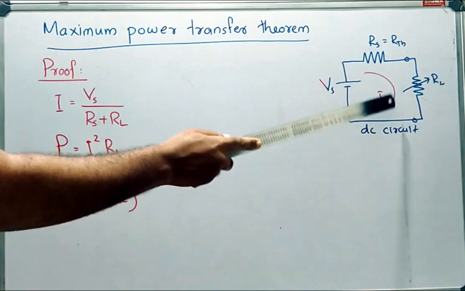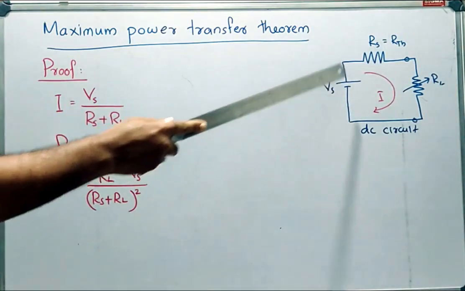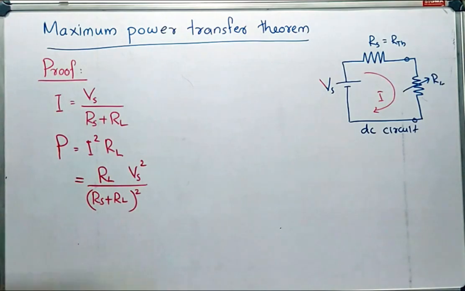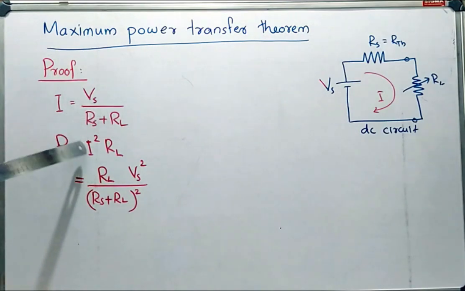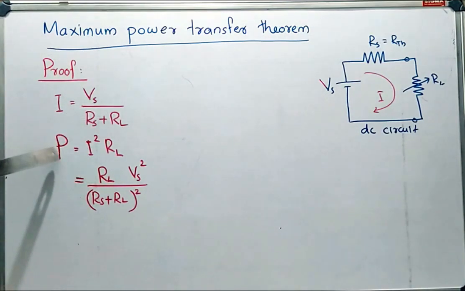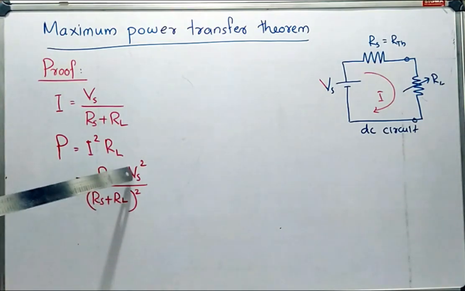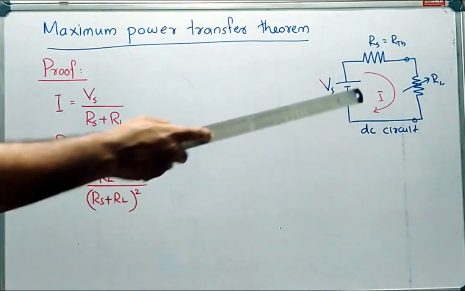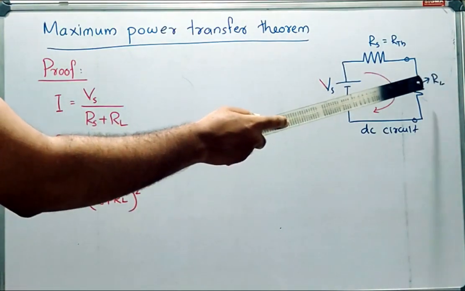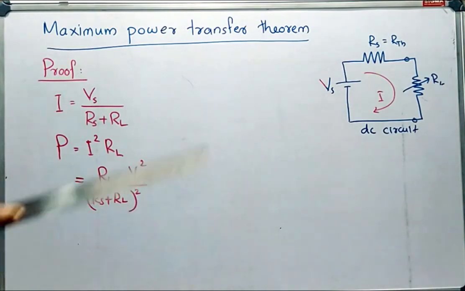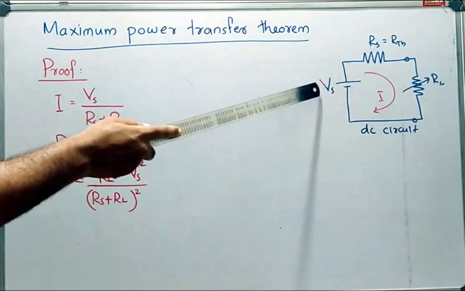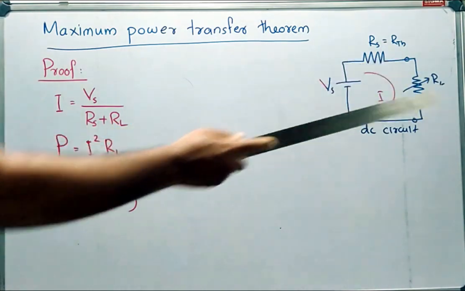In this circuit, what is I? I is equal to Vs divided by the total resistance, Vs by Rs plus RL. Power in the load is I square RL. Substituting I as Vs by Rs plus RL in this equation, we can obtain the expression for power as RL divided by (Rs plus RL) whole square into Vs square. Here, in this circuit, the variable is RL. So, by controlling this RL, we can transfer maximum power from source to load.